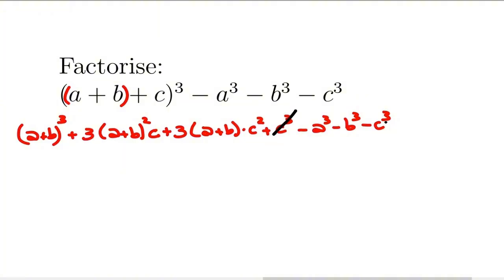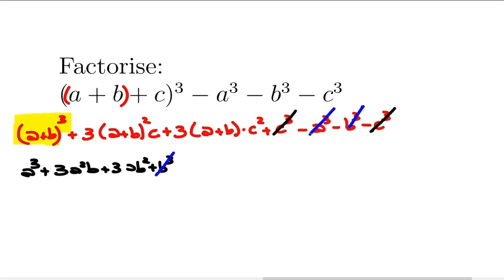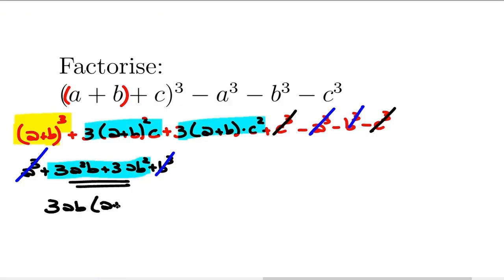First of all, this and this cancel each other out. When we expand this, we get a cubed plus 3a squared b plus 3ab squared plus b cubed. This with this and this with this will be eliminated. So these two will remain. This will remain and this will remain. When we factor 3ab from these, we are left with a + b.